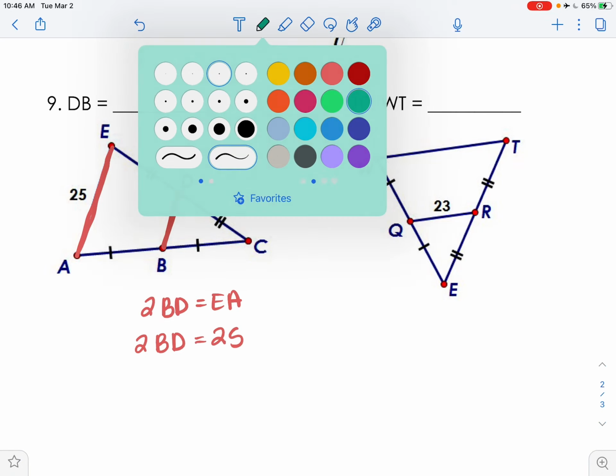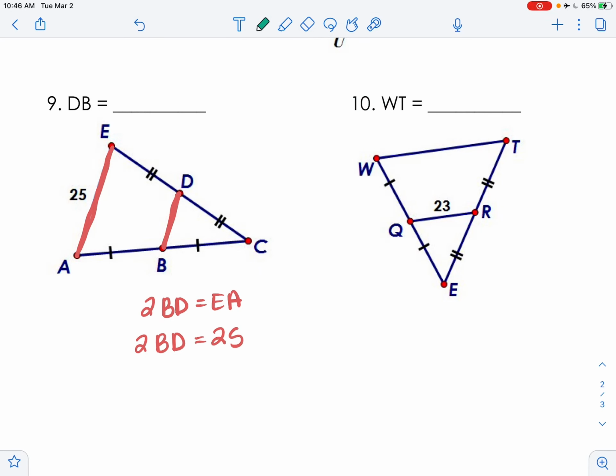Now I want to solve this for BD. Right now it says 2 times BD. So to cancel out that multiplication by 2, I would do the inverse, which is to divide by 2. And remember, you have to do it to both sides. So when I divide, 2 divided by 2 is 1, so I'm left with BD equals 25 divided by 2 is 12.5. And so that is the answer here.